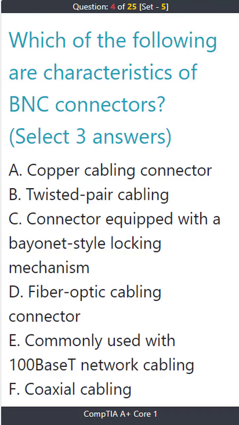Question 4. Which of the following are characteristics of BNC connectors? Select 3 answers. A. Copper cabling connector. B. Twisted pair cabling. C. Connector equipped with a bayonet-style locking mechanism. D. Fiber optic cabling connector. E. Commonly used with 100BaseT network cabling. F. Coaxial cabling.